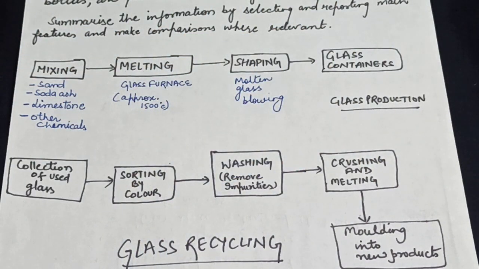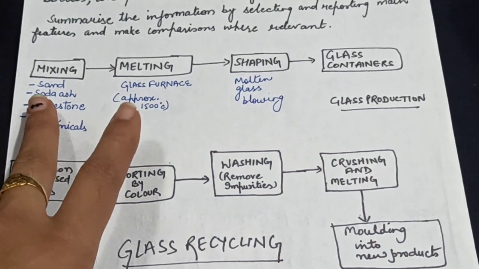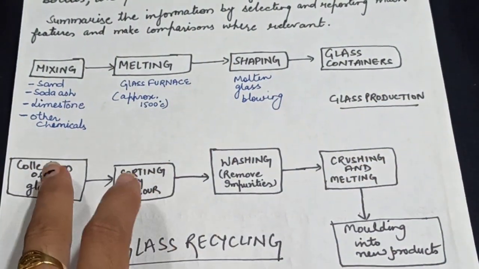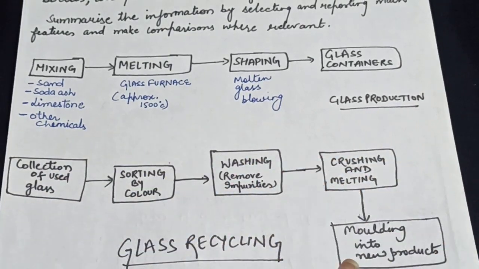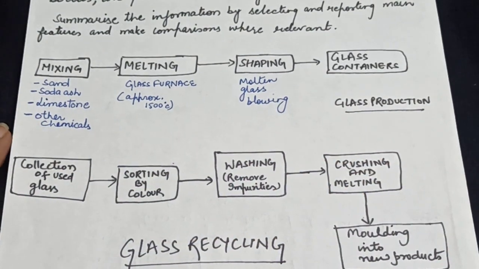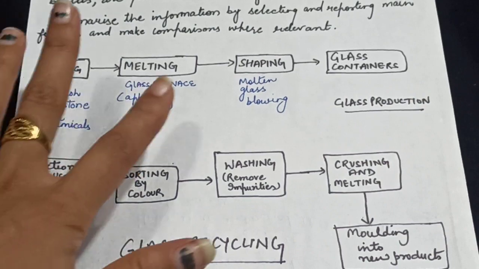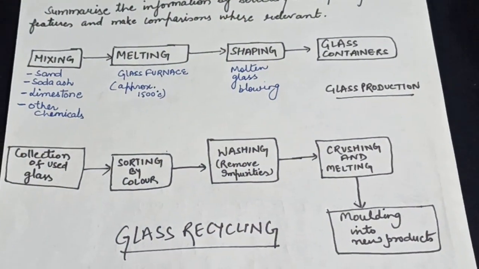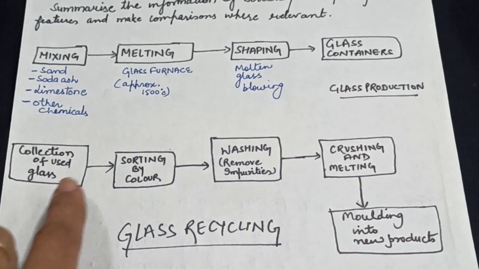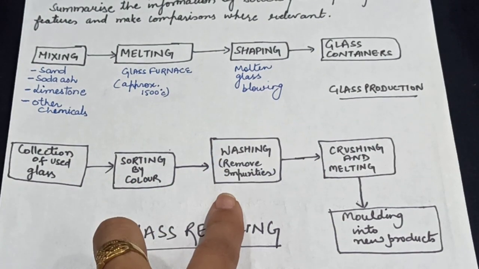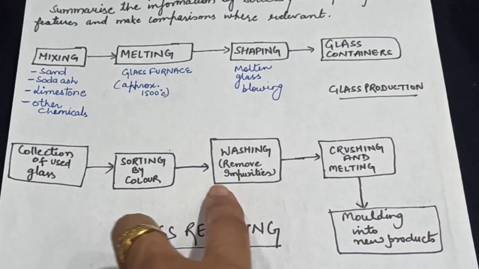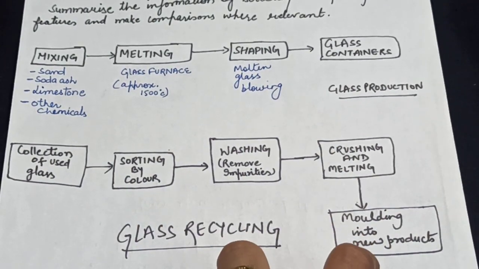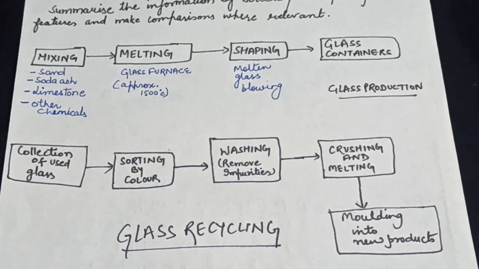So let's have a look at how many steps there are. For glass production there are 4 steps, and for glass recycling there are 5 steps. 1, 2, 3, 4 and 5. So what's in glass production? Mixing, melting, shaping and glass containers are produced. And in glass recycling, firstly collection of glass takes place, then sorting by color, washing to remove impurities, crushing and melting, and then molding into new products, means shaping into new products.